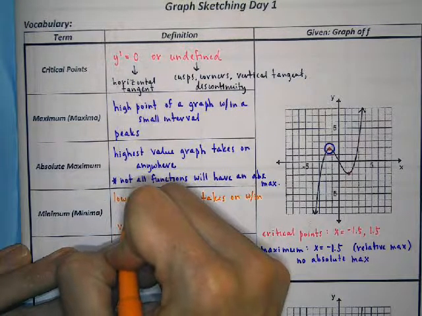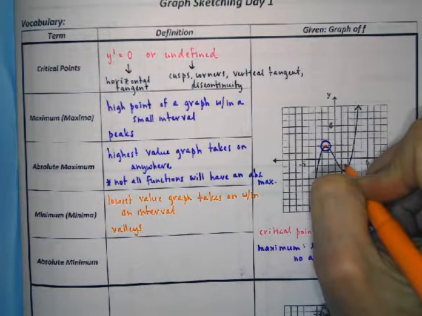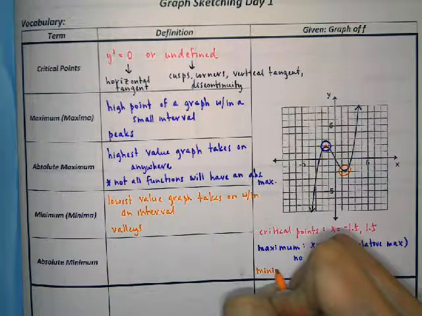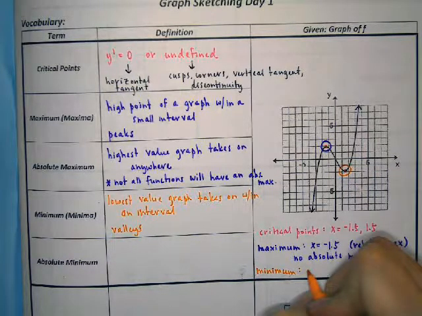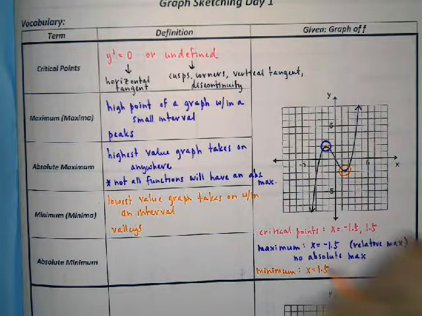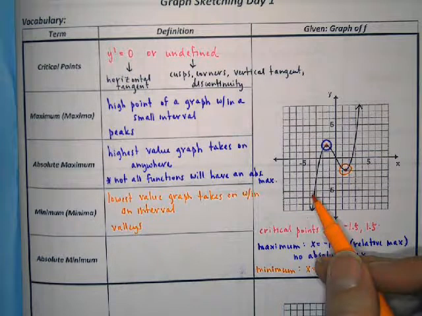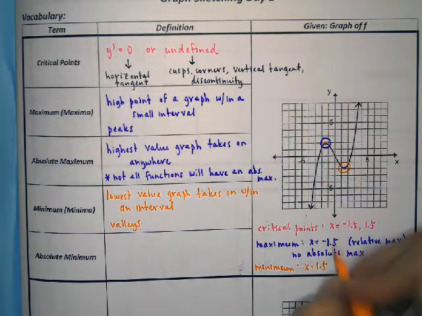We can think of valleys as where these would occur. So here, this is going to be my minimum. It takes on a minimum value at x equals 1.5. And again, that's going to be relative. It's not the lowest value anywhere, but within that interval it is the lowest point.